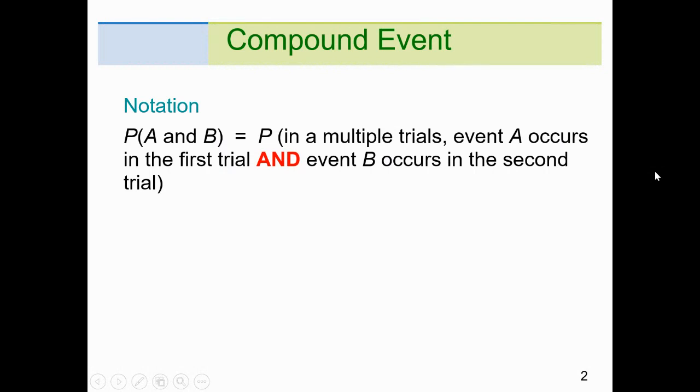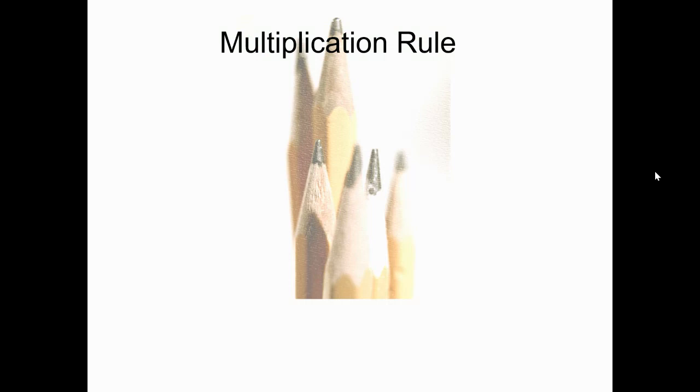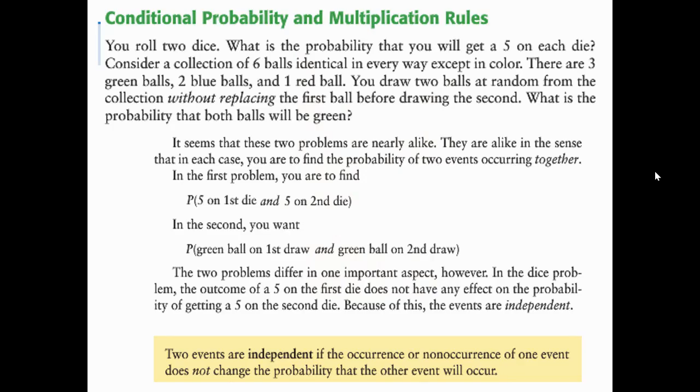Compound events notation. What's the probability that A happens in two trials? A happens first and B happens second. Probability in multiple events. Event A occurs in the first trial and event B occurs in the second trial. All right. We're going to solve these by using what's called the multiplication rule.